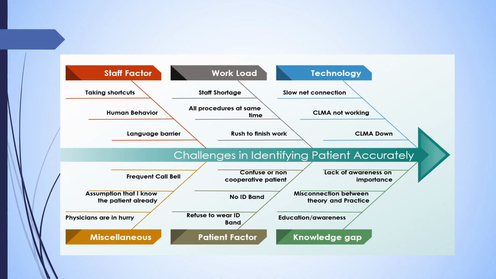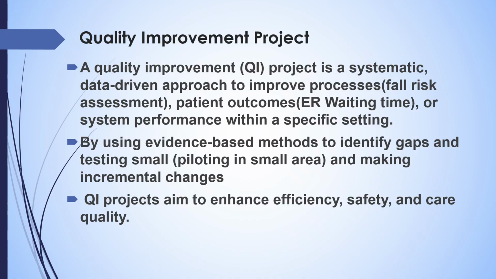Then let's talk about quality improvement projects. A quality improvement project is a systematic data-driven approach to improve processes. For example, fall risk assessment, patient outcomes, ER waiting time, or system performance within a specific setting. By using evidence-based methods to identify gaps and testing in small piloting areas and making incremental change.